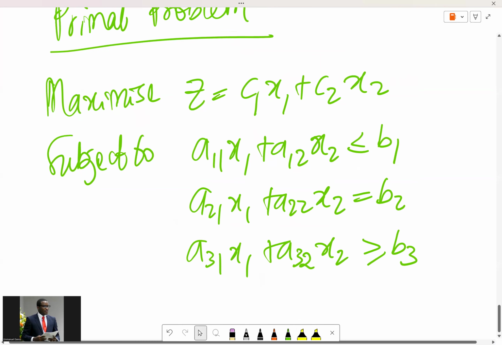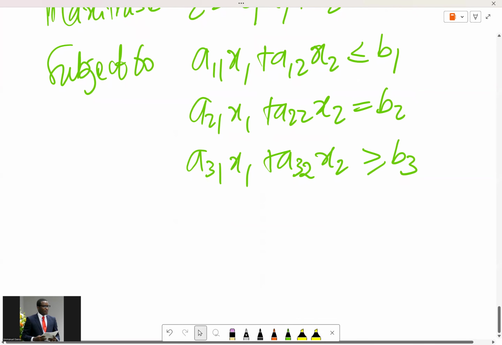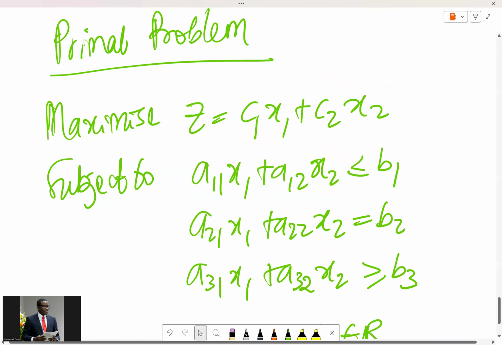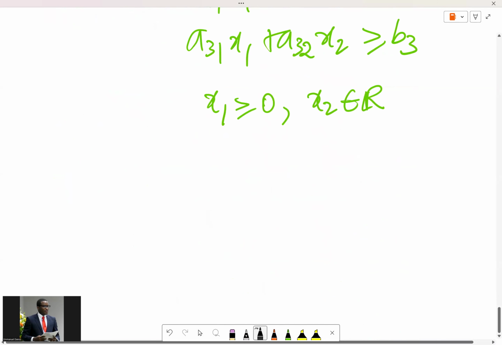So you can see we have different types of constraints there already. And then this is also very important: x1 is greater than or equal to 0, and x2 is free. It's not non-negative, it can take positive or negative values. So this is your primal now. So how do we get the corresponding dual? Let's go to the dual problem.